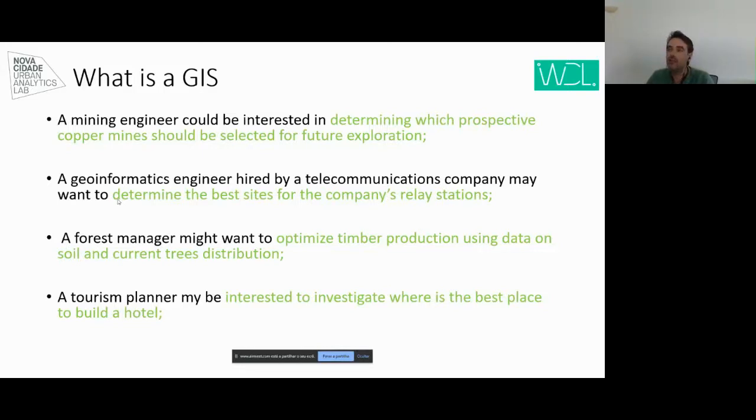Basically, some of the things that with the use of GIS we try to resolve are very similar to the ones that are also present in data science projects.